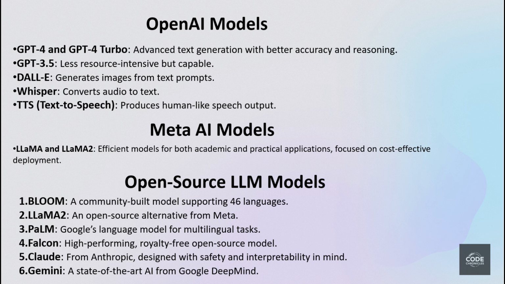In the open source arena, we have Bloom, a community built model that supports 46 languages, making it incredibly versatile. Google Palm specializes in multilingual tasks, while Falcon stands out as a high performing royalty free model. Claude is designed with a focus on safety and interpretability. Lastly, Gemini from Google DeepMind represents a state of the art model in AI research.